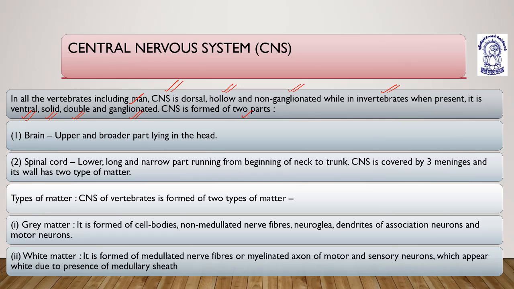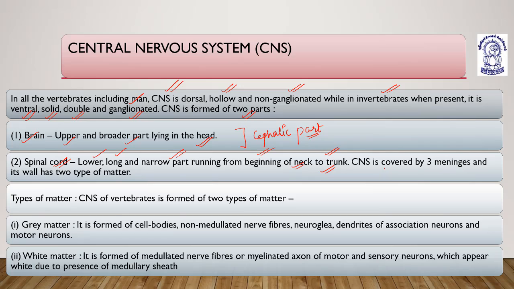CNS is formed of two parts. First is the brain, which is the upper and broader part lying in the head. Second is the spinal cord, which is a lower, long and narrow part running from the beginning of the neck to the trunk region. The part having the brain or head is known as the cephalic part, and the spinal cord runs from the neck to the trunk, that is the abdominal region.